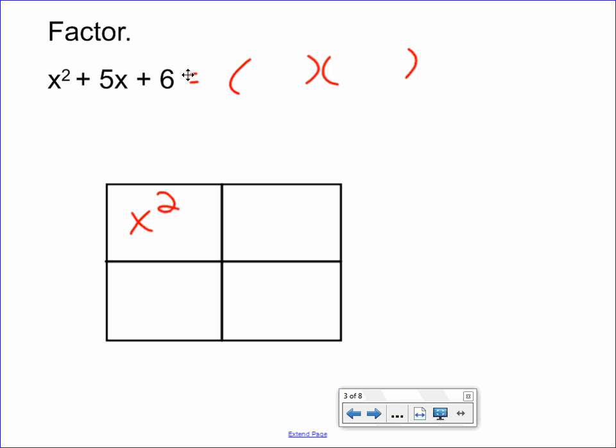So we start out by filling in our boxes. This would be the x squared. This would have been the 6. And so now from that, I know that these two pieces would have been x's. But how do I know what to fill in this spot and this spot here?